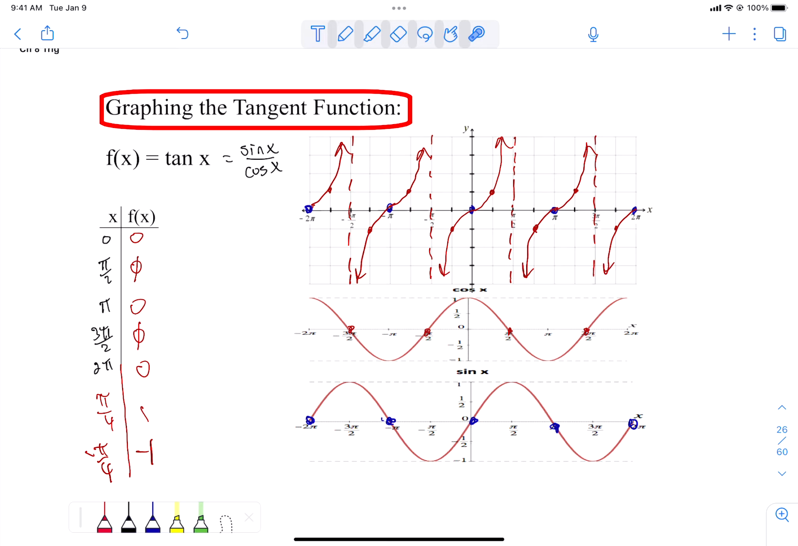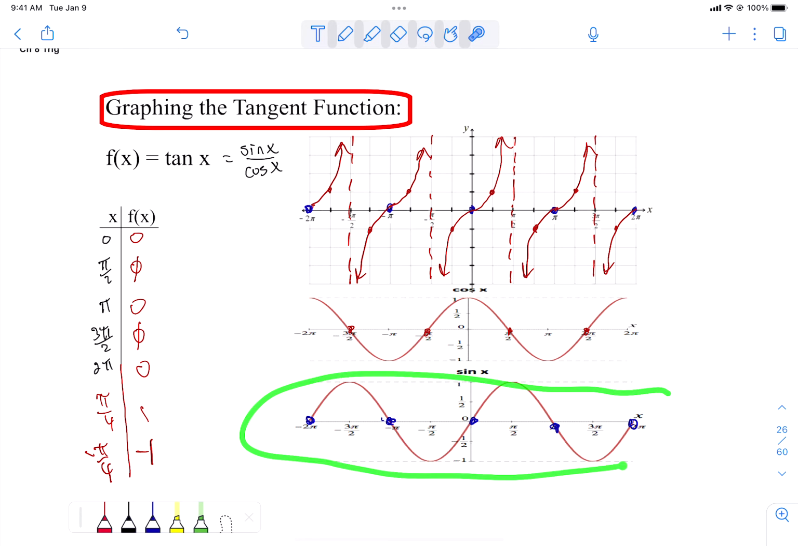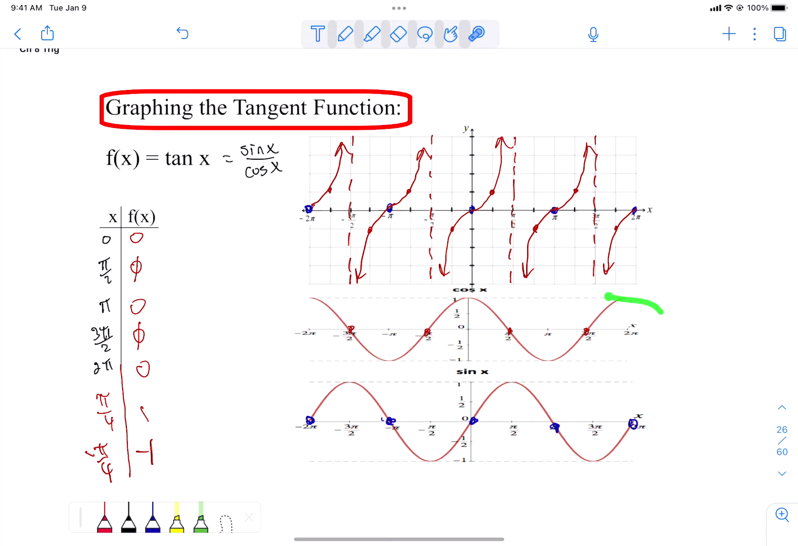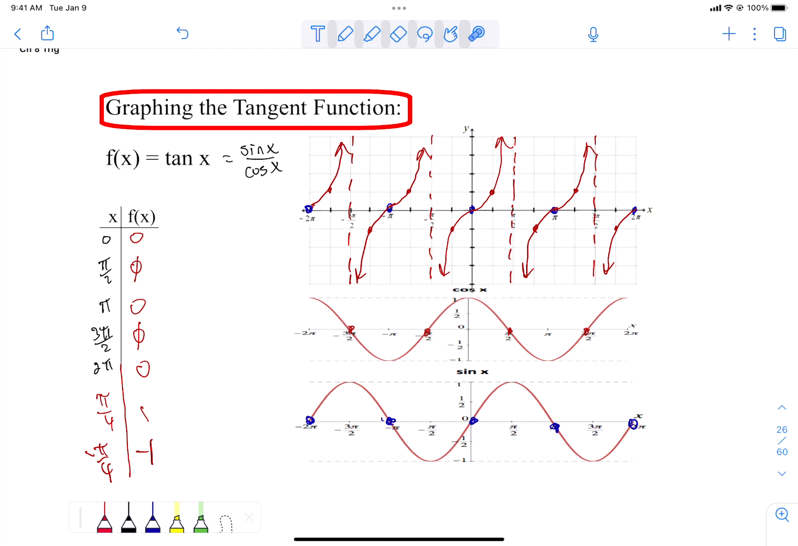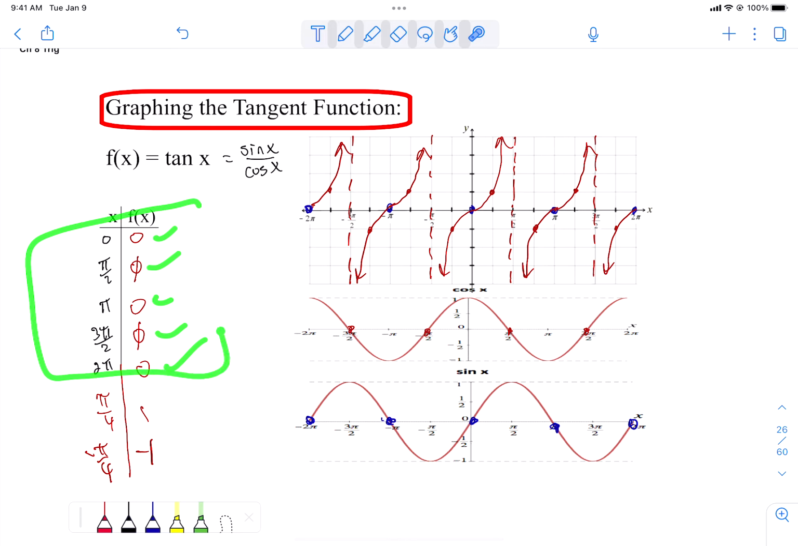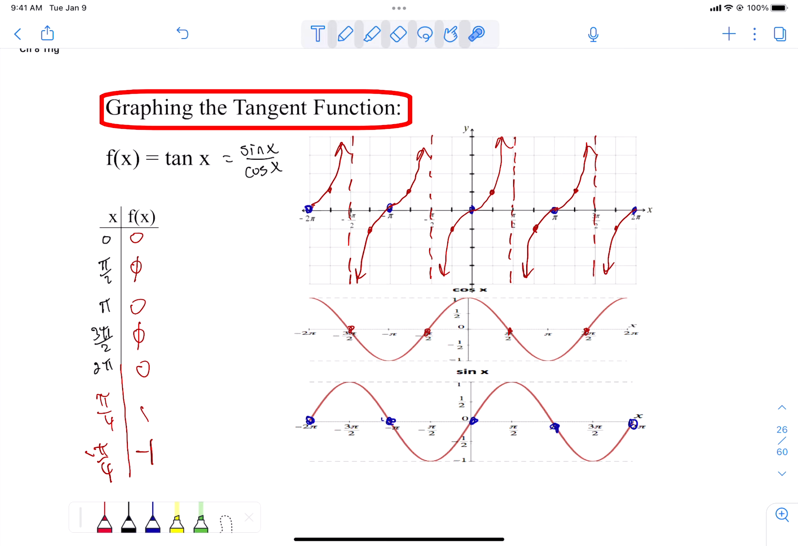But remember, every place that the sine is 0, the tangent is 0. Every place that the cosine is 0, the tangent is undefined. So the pattern you want to have memorized for a tangent is that it starts with 0, goes 0, asymptote, 0, asymptote, 0. So those are the five that you want to have memorized. If you have those memorized, the rest will fall into place. Okay? So that is what the graph of a tangent is going to look like.